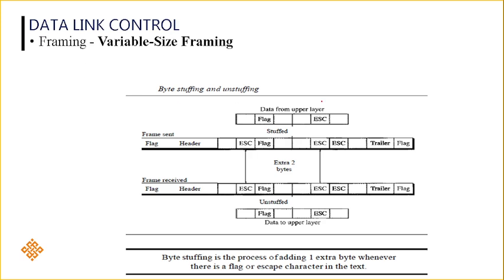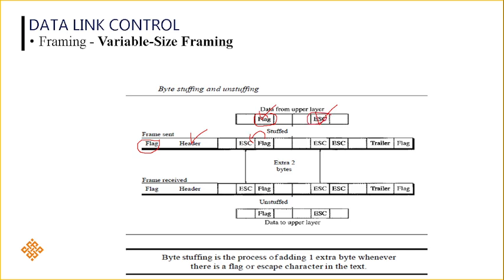This is one small example. See here, my information contains flag as well as escape as the payload. So what happens now? The frame is started. This is the flag that indicates the starting delimiter, that this frame has been started. Then the header, the source or destination address. Then the flag is coming as the original information. So now we should not consider this as the end of the frame. Before this flag, we need to add what is known as ESC. So we are going to stuff some extra data here.